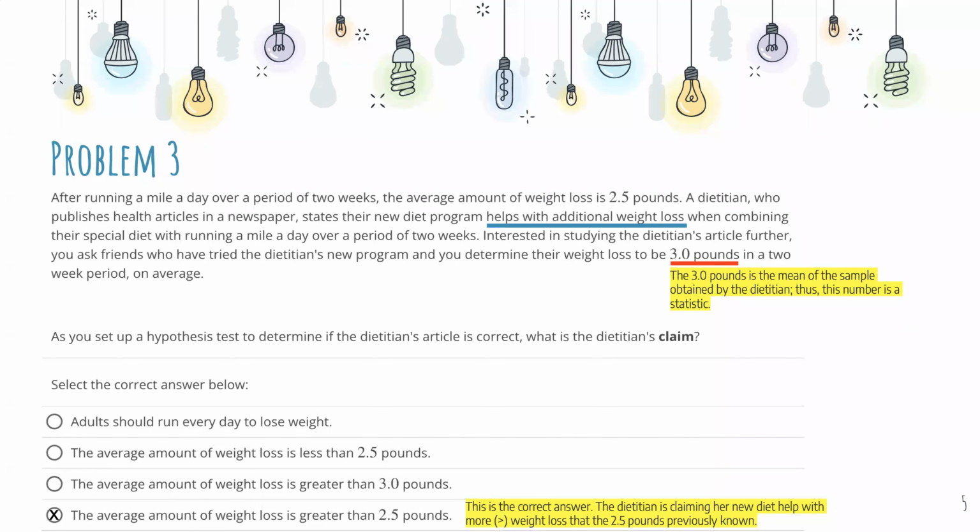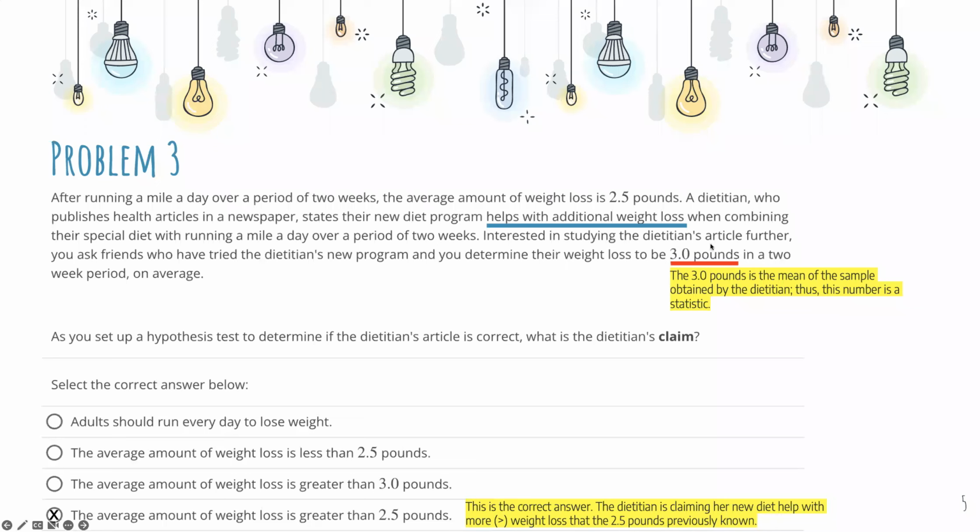Problem number 3 in the same line. After running a mile a day over a period of 2 weeks, the average amount of weight loss is 2.5 pounds. A dietitian who publishes health articles in a newspaper states their new diet program helps with additional weight loss when combining their special diet with running a mile a day over a period of 2 weeks. So helping with additional weight loss means that actually the person is losing more than 2.5 pounds.